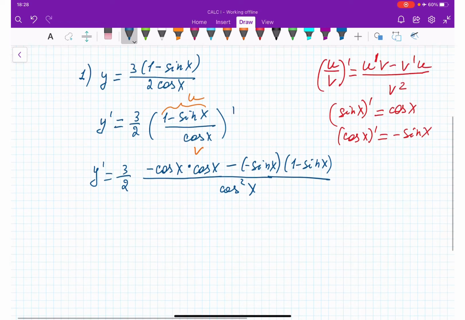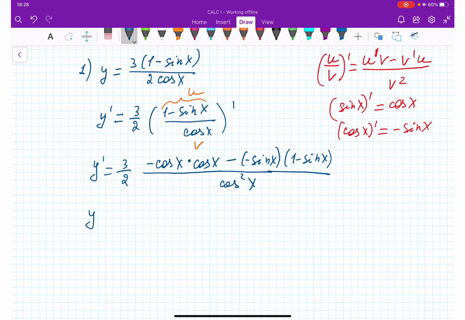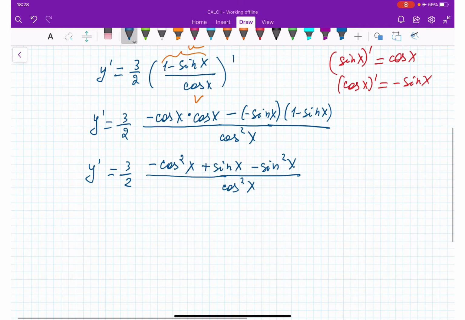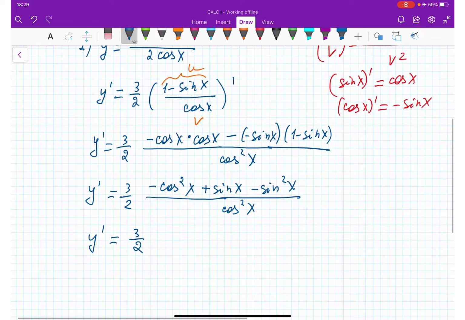All right. Now all we have to do is simplify. y prime is equal to 3 over 2 times (negative cosine squared x plus sine x, well, let's multiply, might as well, plus sine x and minus sine squared x) divided by cosine squared x. And as a result, it's going to be 3 over 2.